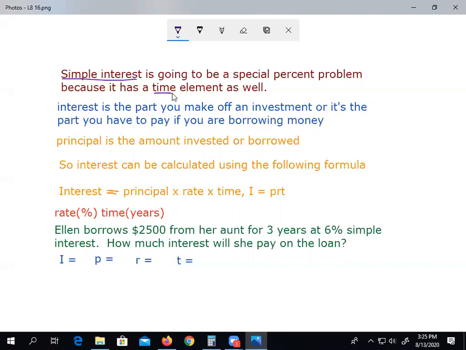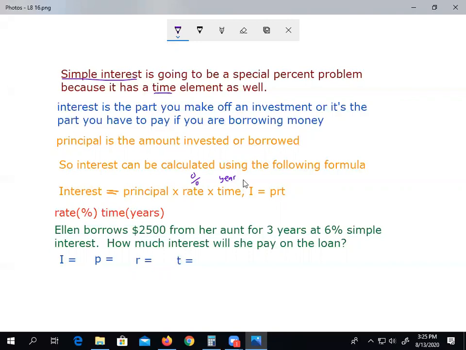So keep that in mind, when you borrow money or invest money, it's over a period of time. So interest can be calculated by using the following formula. Interest is going to equal the principal, which is the amount you actually invested or borrowed, times the rate, which is that percent. But again, in formulas, the percent is usually in decimal form. And then we also have time, and this time has to be in years.